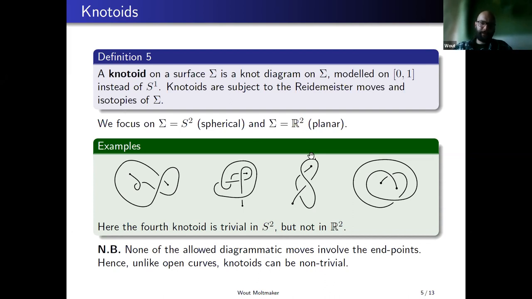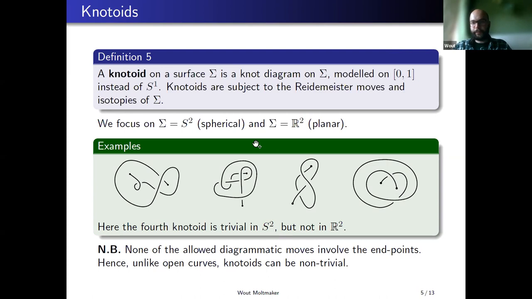And I want to elucidate the difference between these with the example down here. Here we see some knotoids, and particularly the fourth one on the right. It turns out this is a non-trivial planar knotoid. So you can compute the invariant for this and conclude that this is not a trivial knotoid on the plane. The intuition is that if we want to trivialize this diagram, we have to take this outer arc over here, pull it down there, and then we can get rid of this crossing with Reidemeister 1. But if we pull this arc down, then we're going to have to cross these endpoints. That's not allowed. However, on the sphere, we can do this.